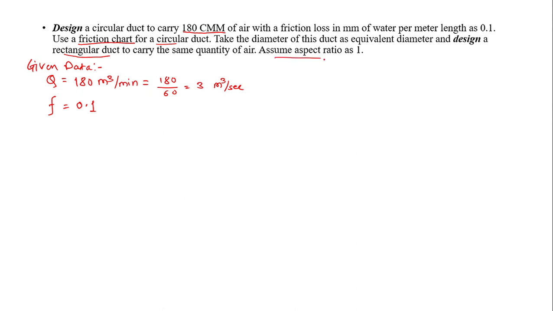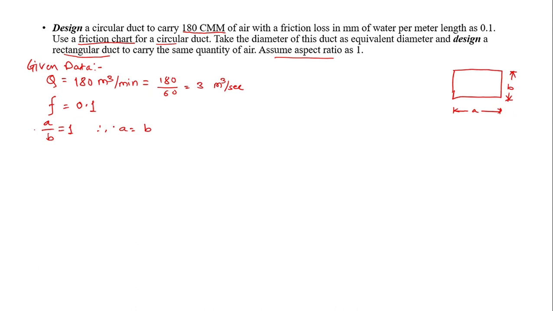They are saying to assume the aspect ratio as 1. So A by B is equal to 1, where we have already seen that A by B is the aspect ratio, and A is the longer side. This is the rectangular duct cross section I have drawn, and this is B. So A is the longer side and B is the shorter side. The ratio of longer side to shorter side is the aspect ratio, which is equal to 1, and hence I can write that A is equal to B. Basically both sides are the same. To be precise, instead of a rectangular duct, it's a square duct.